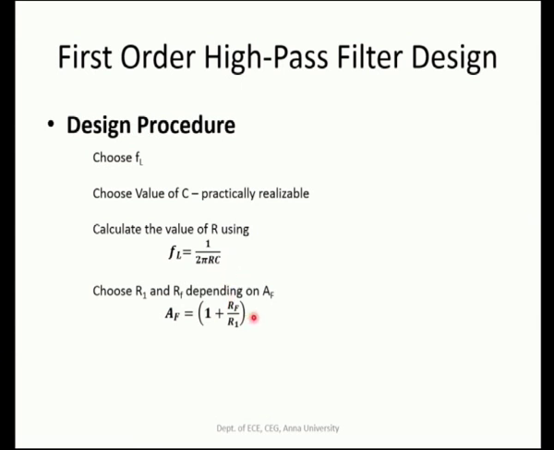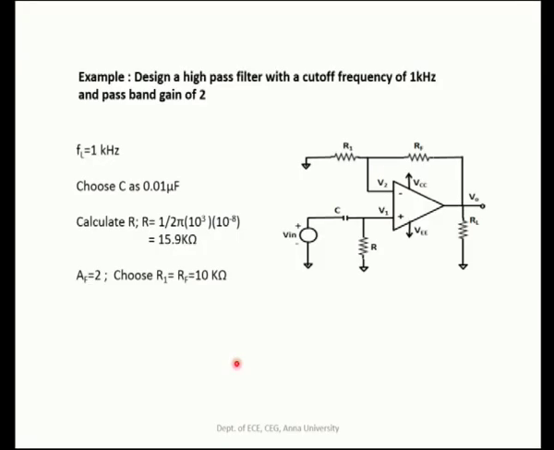Once we know R and C, the passive filter section is decided, and the next section is the op amp section, which has the component values R1 and RF. The gain from the op amp is 1 plus RF by R1. Depending on the gain required in the pass band, we can choose the ratio of RF to R1, and component values can be chosen based on that. We will see a numerical example for that.